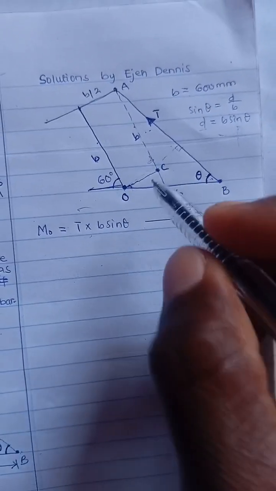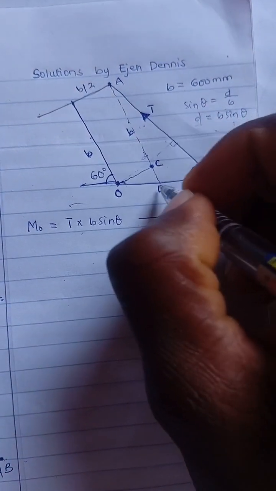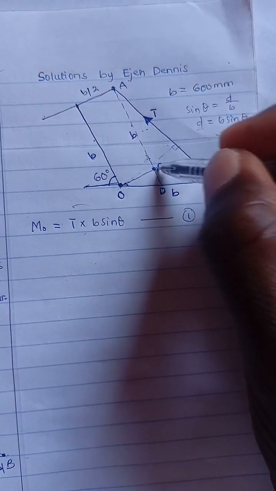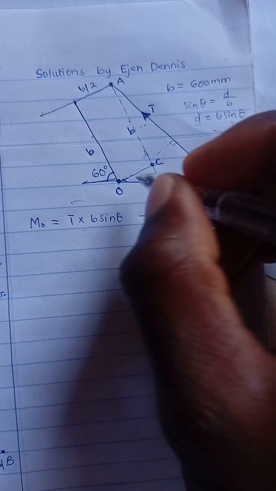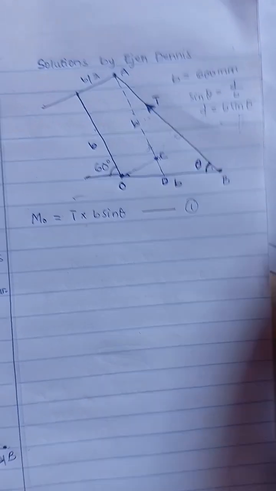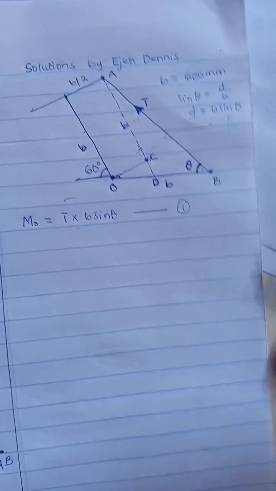So if that's the case, what we want to do is find this length AD. Already we know that AC is equal to B, but we don't know CD yet. So we'll look for the value of CD to get this length. Then we'll apply our cosine rule to get this angle and then proceed.